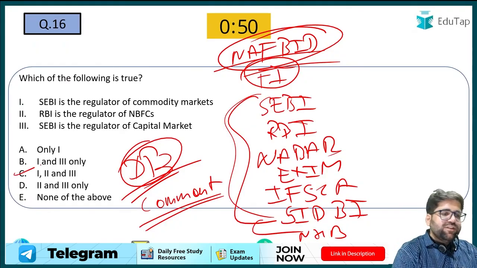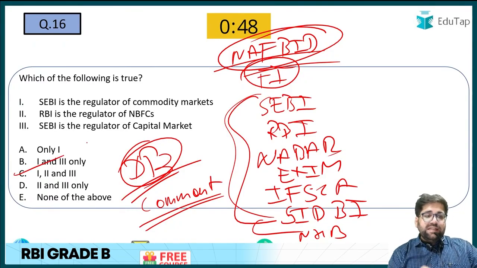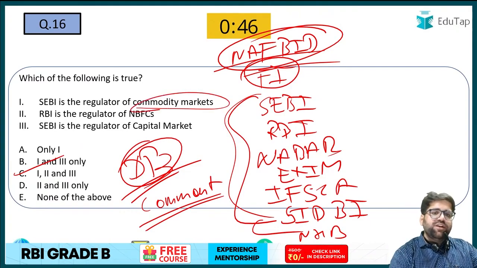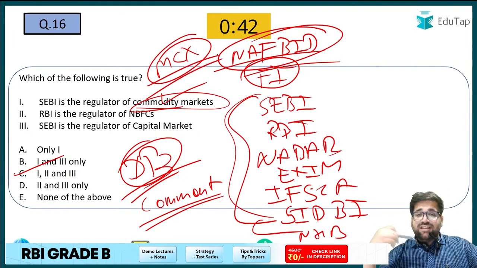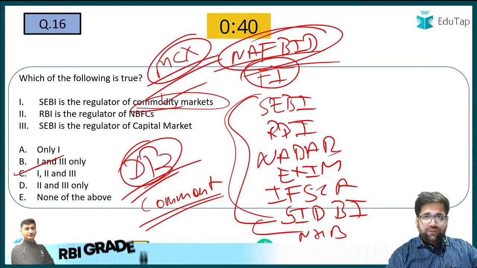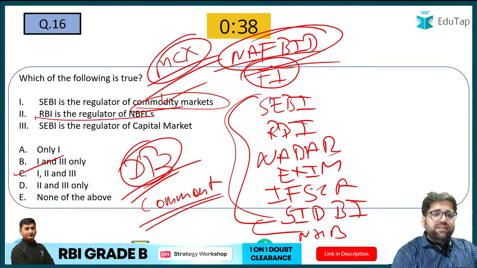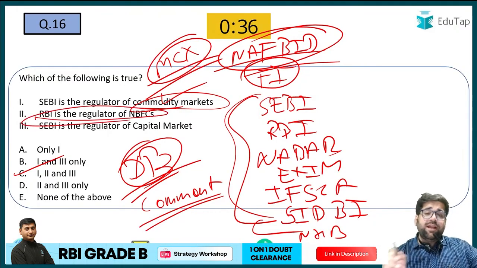Yes, the correct answer of this particular question will be 3. That is C. SEBI is the regulator of commodity market. Yes, you have heard right. Multi Commodity Exchange, which is also known as MCX. SEBI is the regulator of that particular body. RBI is the regulator of NBFC. Yes, RBI is the sole regulator.